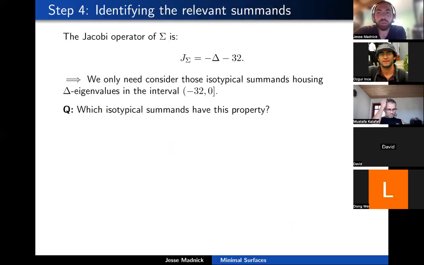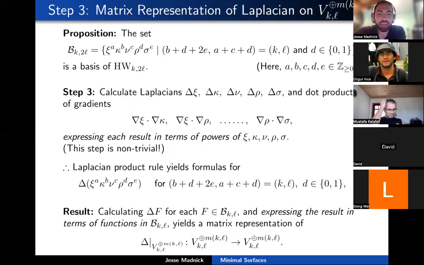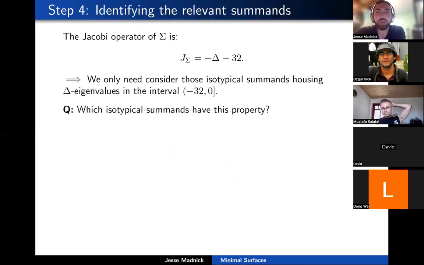Okay, but the problem is we don't want to do this for all infinitely many isotypical summands. We need to rule out all but finitely many. So let's see how this works. In this case, the Jacobi operator of sigma is just negative Laplacian minus 32. So, in calculating the index and the nullity, we only need to consider those isotypical summands that house Laplace eigenvalues in the interval negative 32 to 0. So the question is, which isotypical summands have this property?